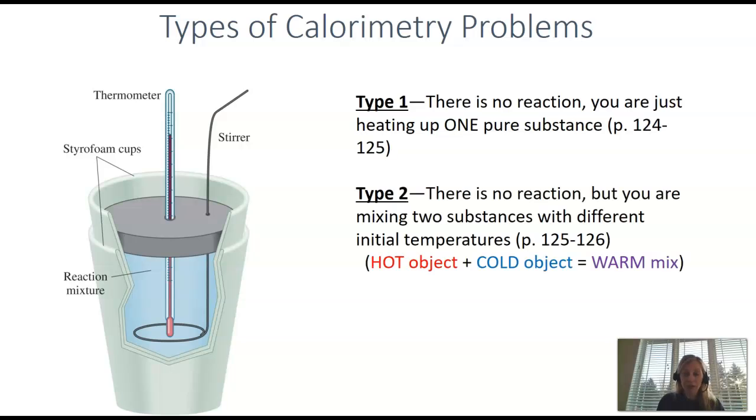Type 2. In the type 2 calorimetry problem, still you're not doing a chemical reaction, but you're taking two things and you're mixing them together inside your coffee cup. And the way I like to think about this is you've got a hot object with some high initial temperature and a cold object with some low initial temperature. You put those together in your little styrofoam coffee cup and they're going to hit the same final temperature somewhere in between. So I'm going to call that warm.